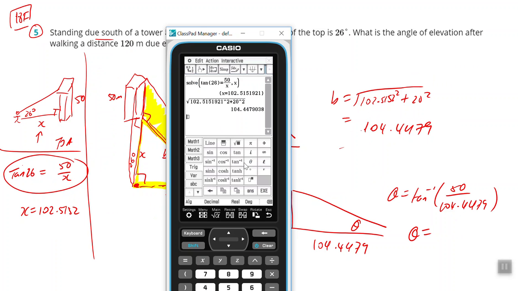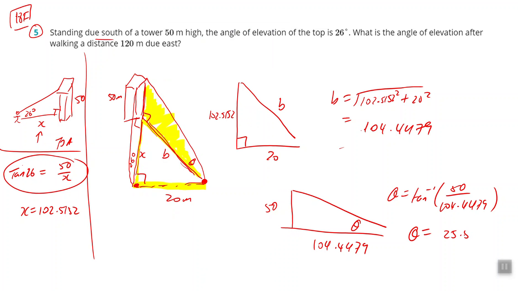Inverse tan of 50 divided by that gives 25.58 degrees, and there is your answer.